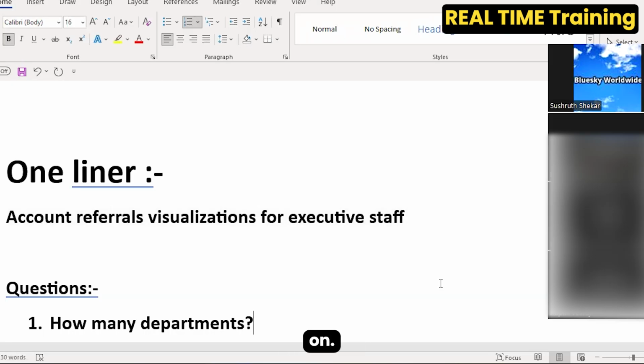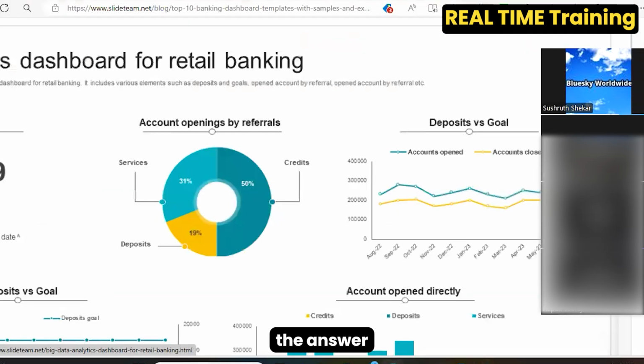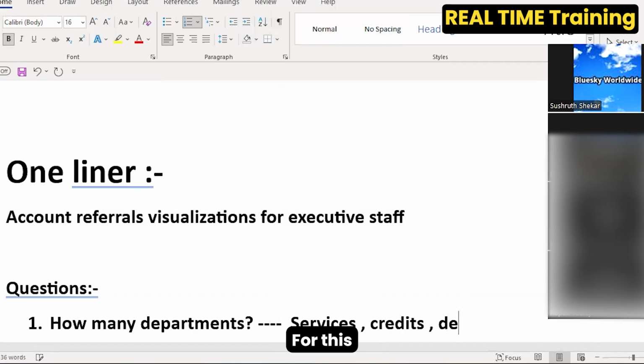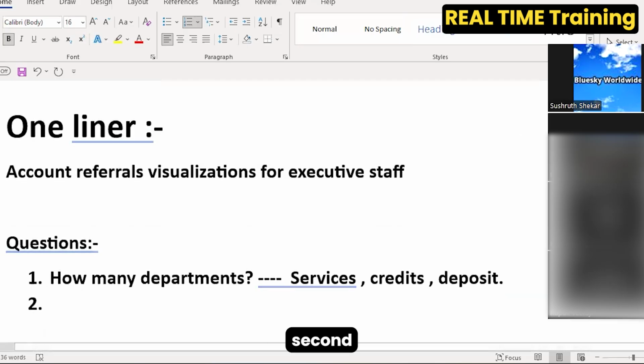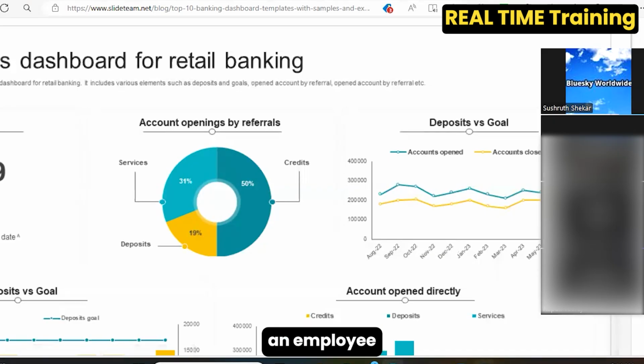Okay, hold on. First question, how many departments? What will they say? How many departments, what will the answer be? Services, credits, deposits. Deposits. Yes. Okay, so it's a very straightforward answer. They'll give this one. What is the second question that is coming to your mind after that? Employee ratio for the departments. So what is the question? Is there an employee ratio?